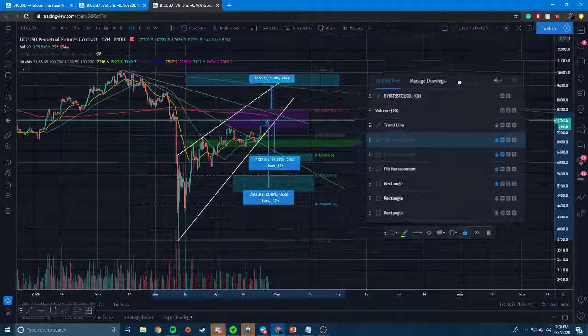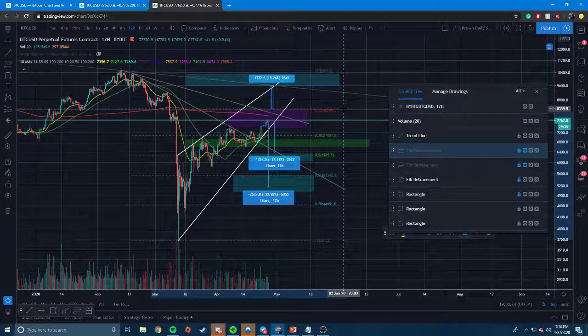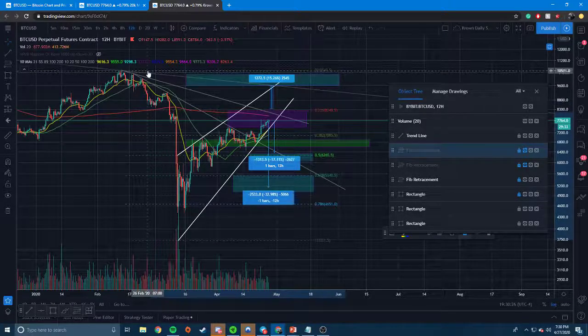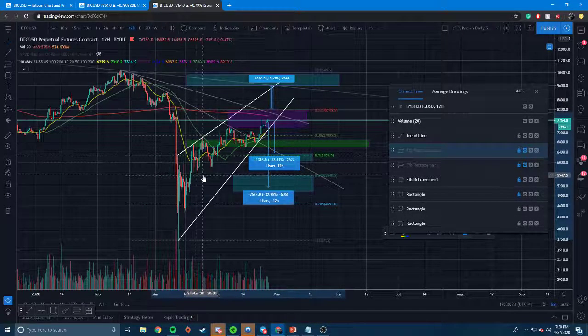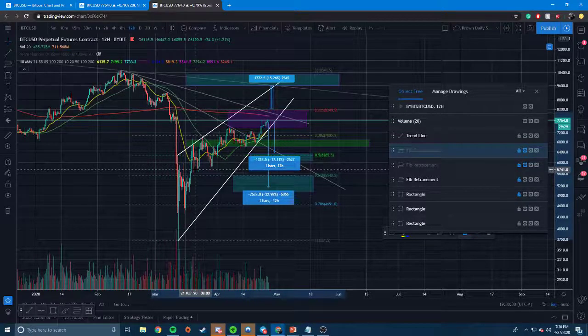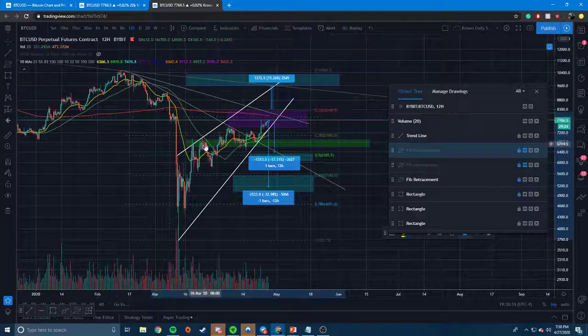So let me explain a little bit what I'm doing here. The basics of a fib retracement is you can draw it from the beginning of one trend and the end of the different trend. How you set these up is completely up to you. I have 3 different ones set up just from different points in the market.